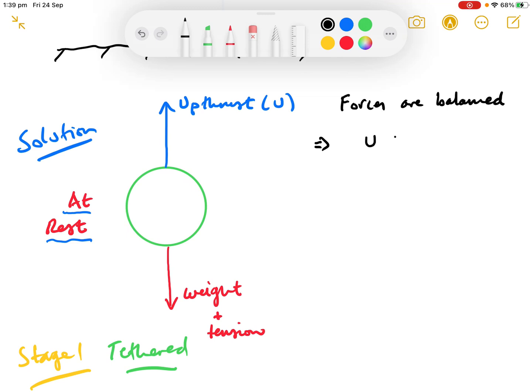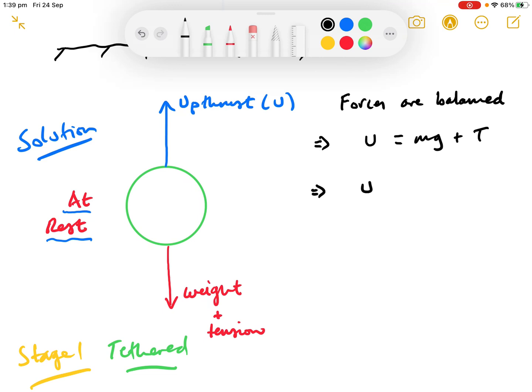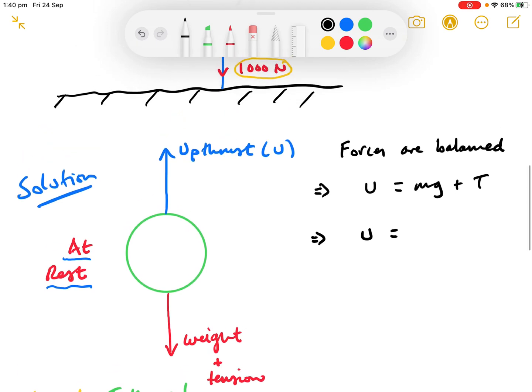And if they're balanced, then that means that the upthrust up the way must be equal in magnitude to the weight plus the tension down the way. Now notice that in the free body diagram I've written the names of the forces out in full, but once I put these into an equation I use the symbols for convenience. Now at the moment we don't know what the upthrust actually is, but we do know it equals the weight plus the tension, so we can find it out.